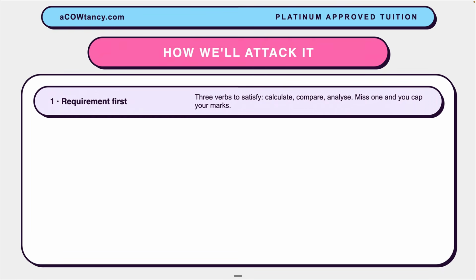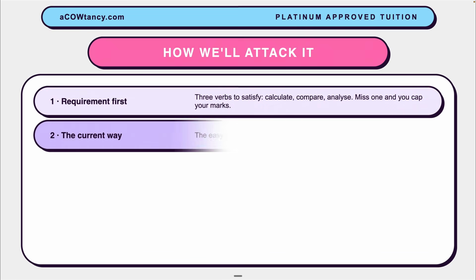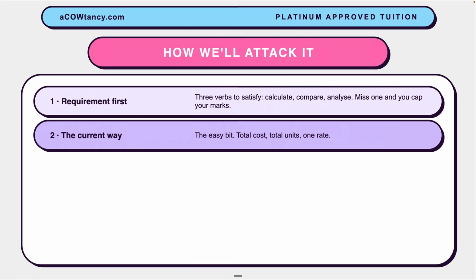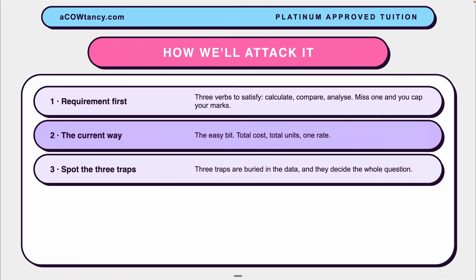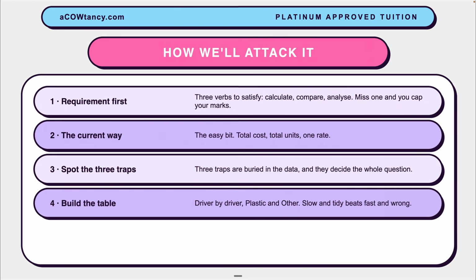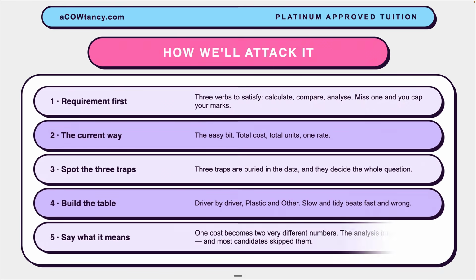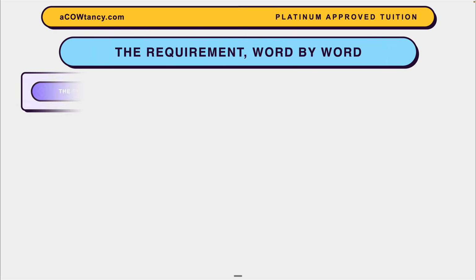Okay, so how we'll attack it. We'll look at the 3 verbs: calculate, compare, and analyse. We'll look at the current way, total cost divided by total units. There are 3 traps which would trip people up. In the real exam, if you struggle with it, you move on. You build the ABC table, driver by driver, nice and slow, nice and tidy, guessing if you're not too sure. And then when it comes to the analysis, you say what you think it means.